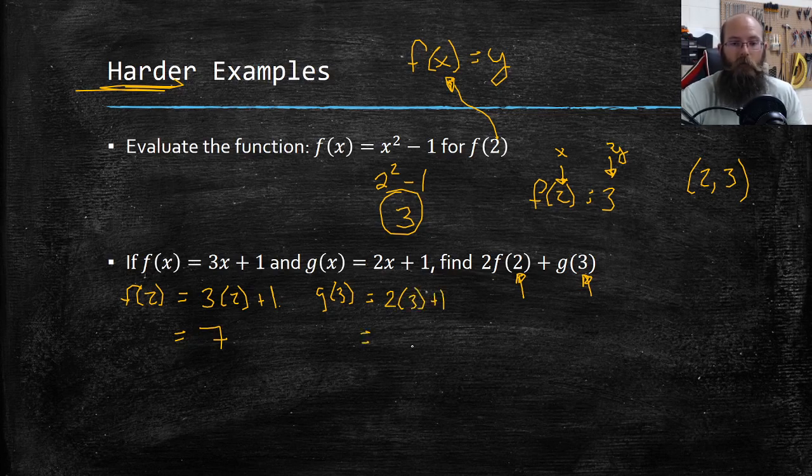And oh, look at that. 2 times 3 plus 1. This actually still gets us 7. How cute is that? But that's not exactly what it said to do. It said 2 times f of 2 plus g of 3.